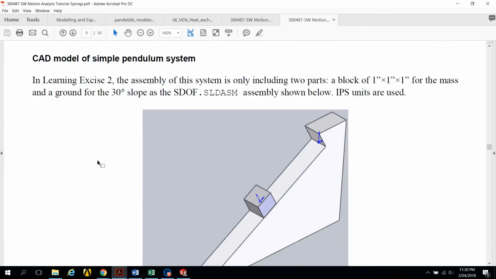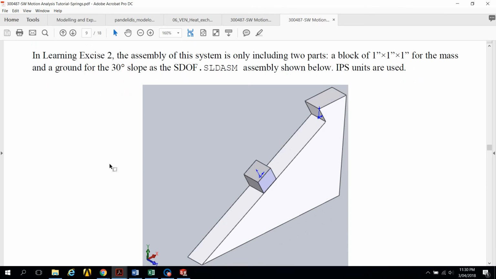The CAD model of the simple spring mass system has already been given, and you can find it under the name of the SDOF SolidWorks assembly.